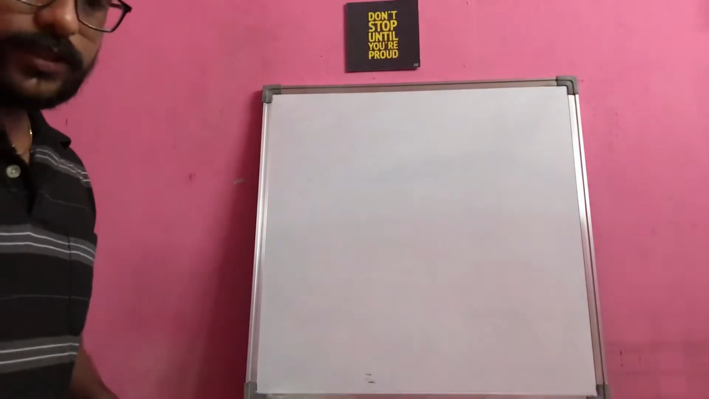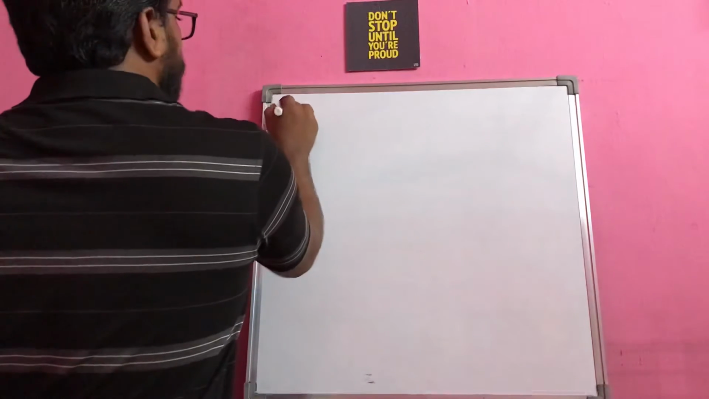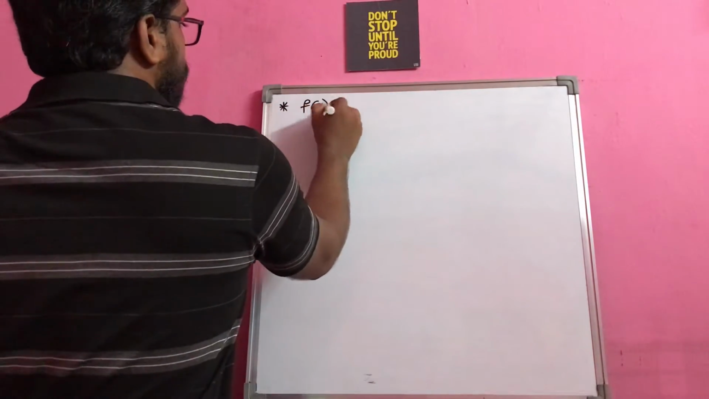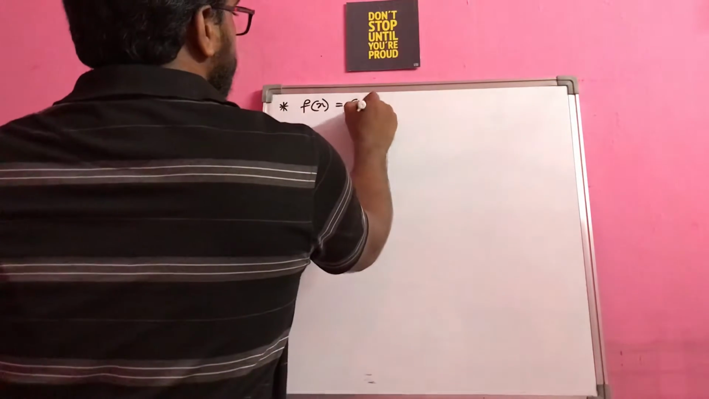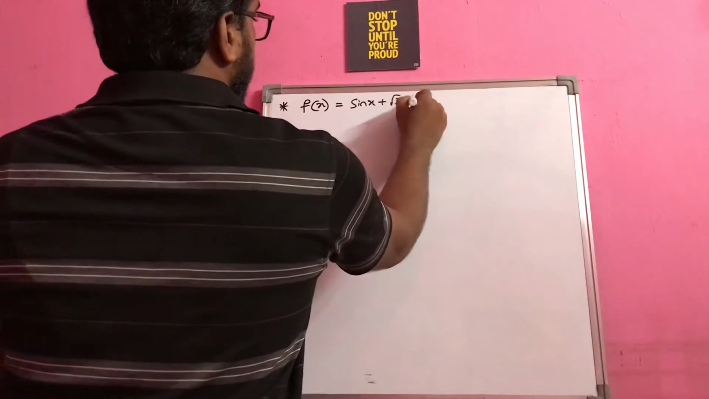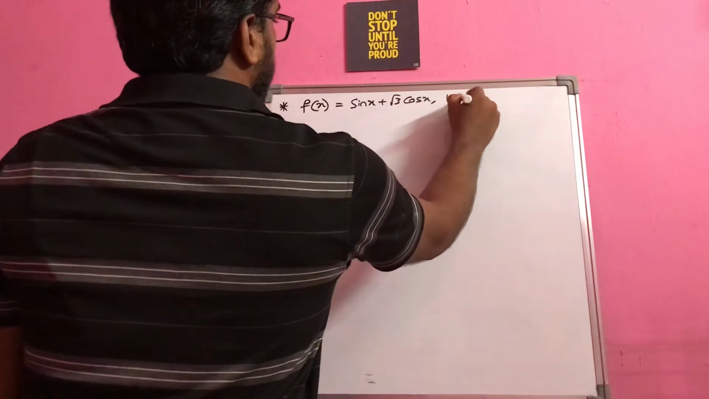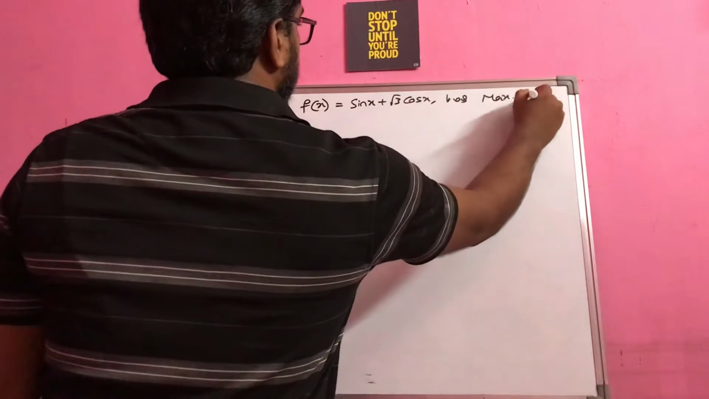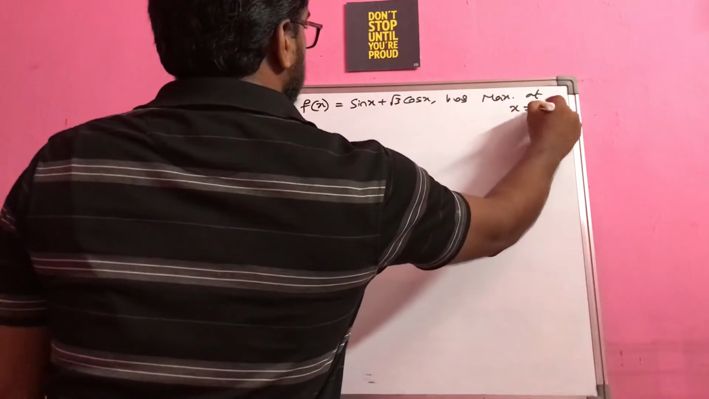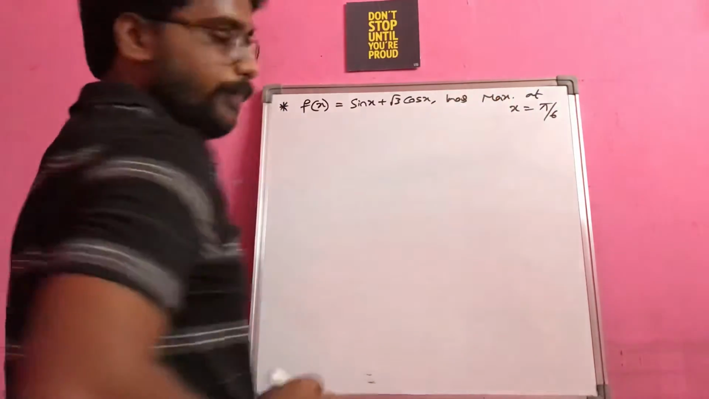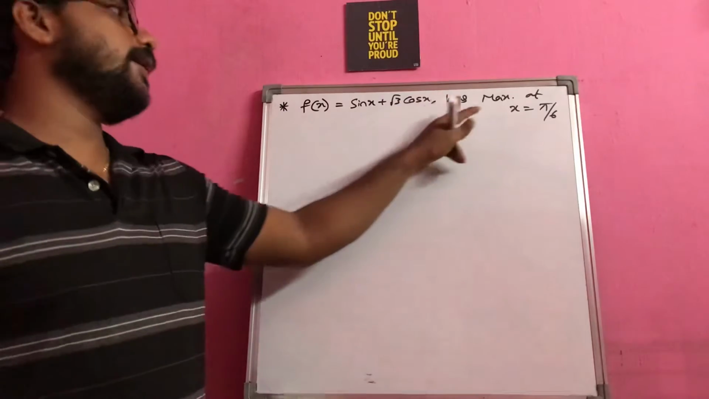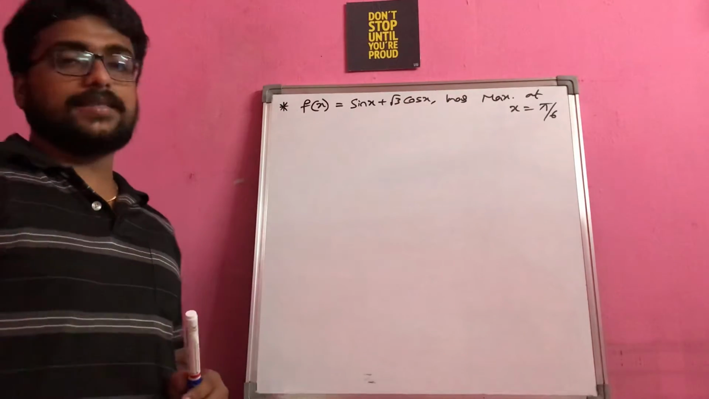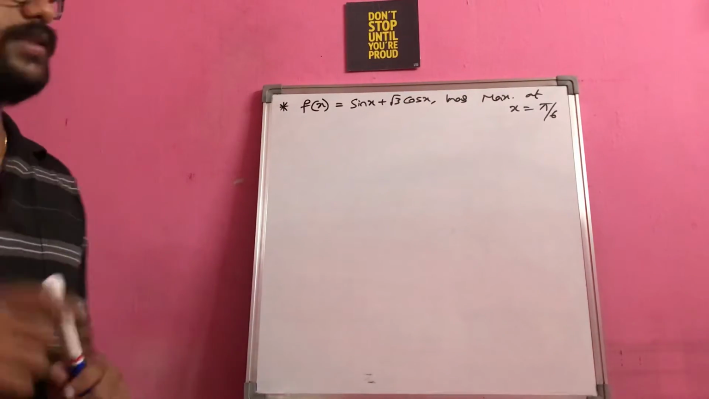Right. Now see this question. Prove that the function f of x is equal to sin x plus root 3 cos x has a maximum at x is equal to pi by 6, they are saying. You are asked to prove that it has a maximum at x is equal to pi by 6.